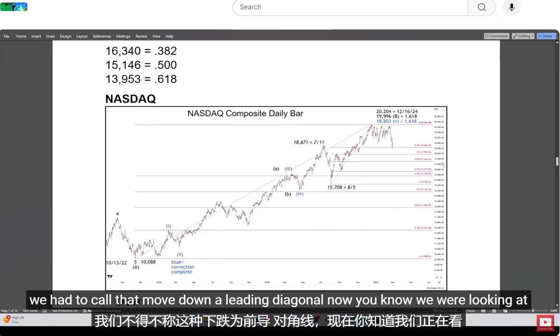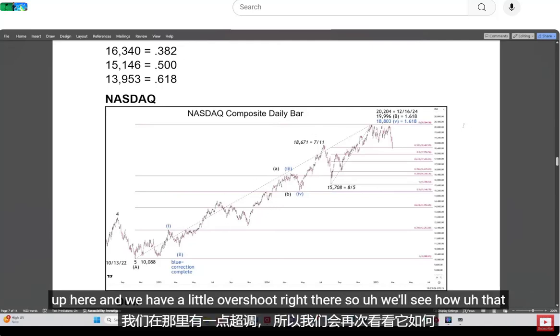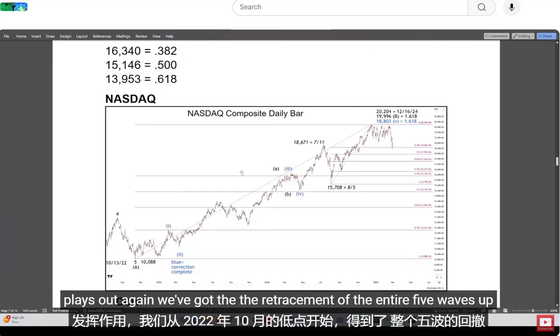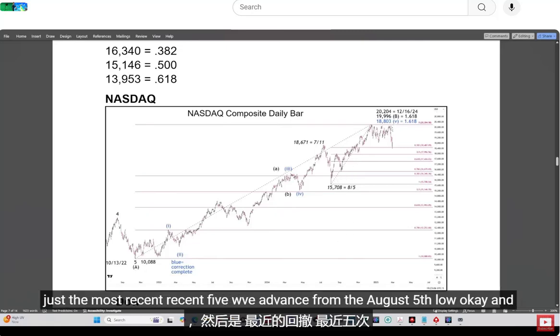Now you know we were looking at an expanded flat. I like the NASDAQ count better. And then we got a pure 5 waves up here. And we have a little overshoot right there. So we'll see how that plays out. Again, we've got the retracement of the entire 5 waves up from this October 2022 low. And then retracements here on just the most recent 5-wave advance from the August 5th low.